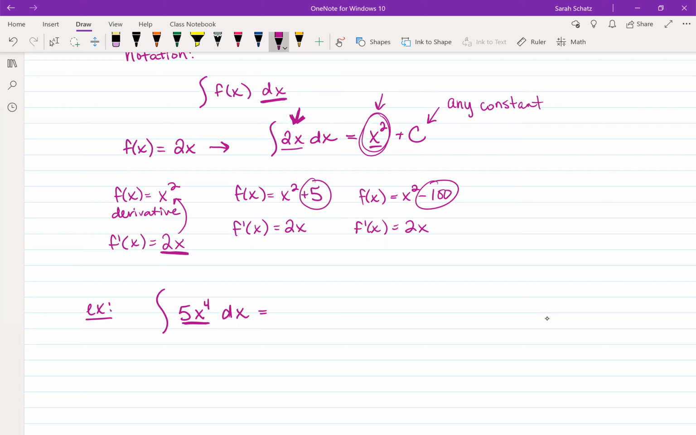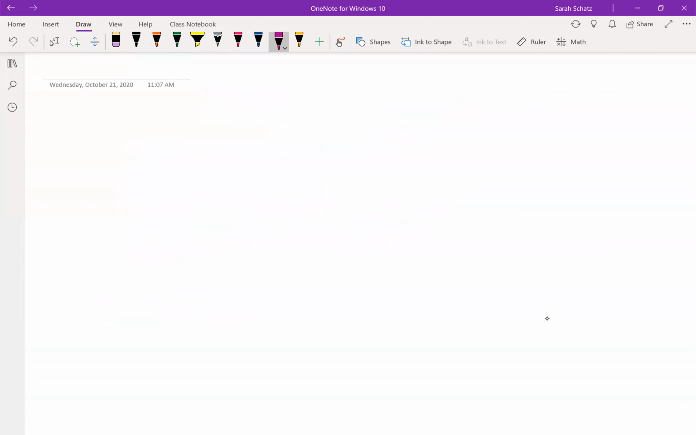Well, you guys, with some thinking, you can find out that that came from x to the 5th, and then I'll put plus c because it could have been x to the 5th plus 7. It could have been x to the 5th minus 25, and it still would have ended up as 5x to the 4th.